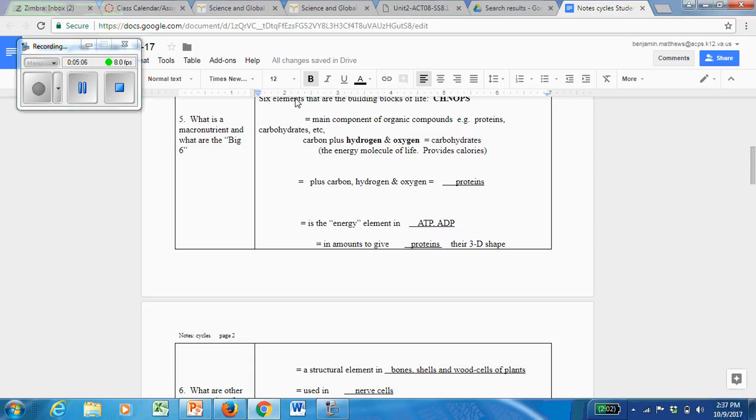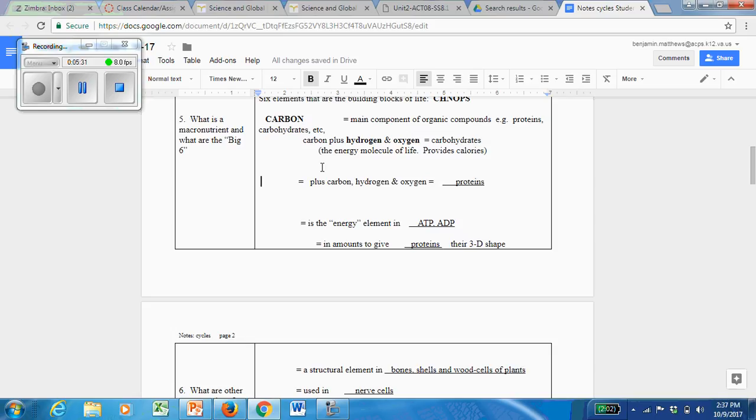So really, carbon is the main component of organic compounds, and technically anything that's considered organic has carbon. And so, if we have carbon plus hydrogen plus oxygen here, that's going to give us carbohydrates, and that's the energy molecule of life. That provides calories. That's going to give us energy to move and breathe and all of that. So carbon's the first one.